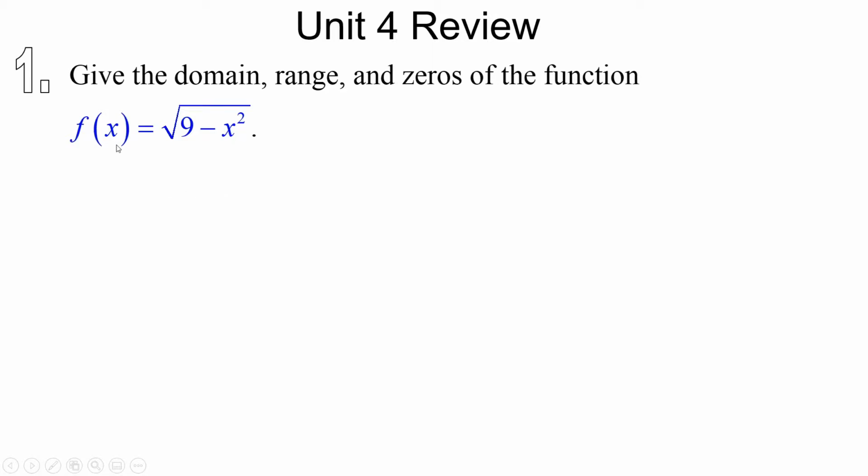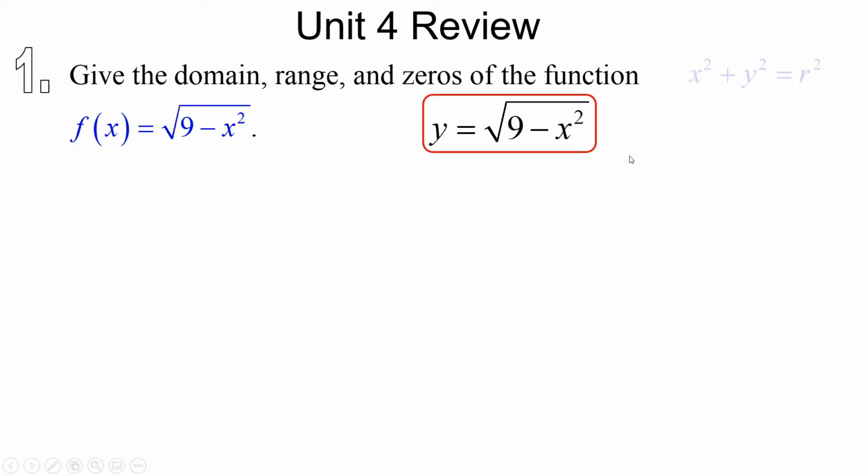So when I see something like y equals the square root of 9 minus x squared, I'm thinking, isn't that a semicircle? And here's how I see that. Alright, well, I have an x squared, but it's underneath a radical. And if I squared both sides to get rid of that radical, alright, look what would happen.